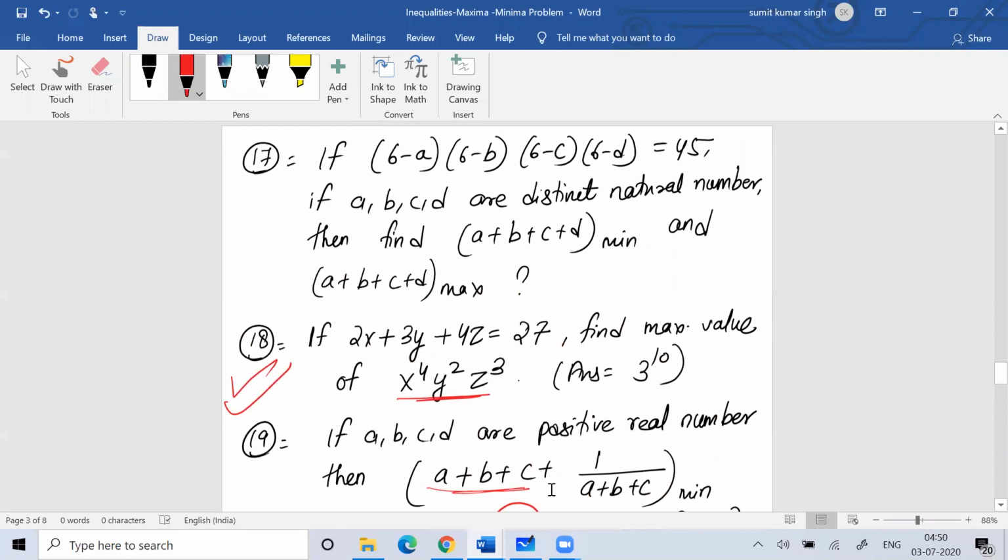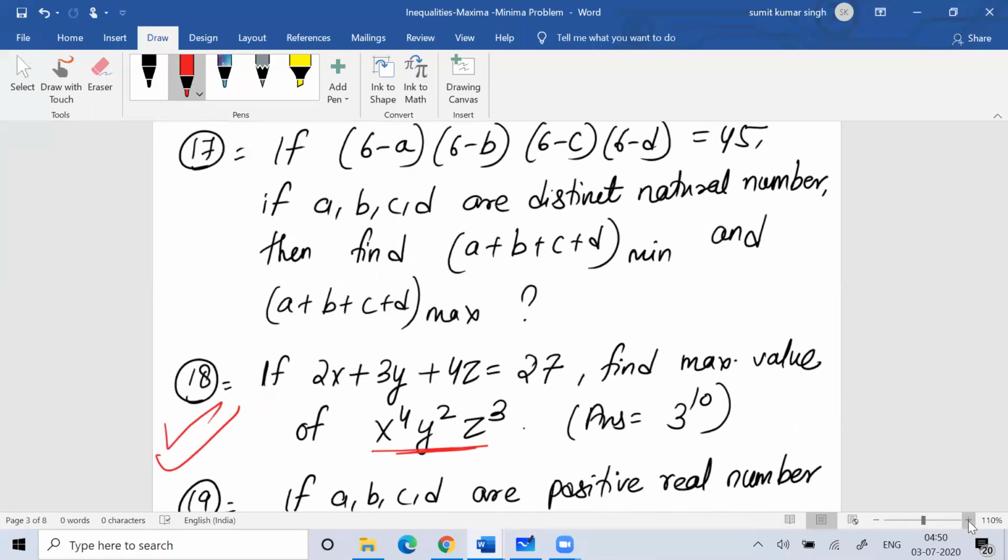Now you can try question number 17. Everyone please think, how will you solve this question number 17? Think on this part. I'm giving you 5 minutes time.